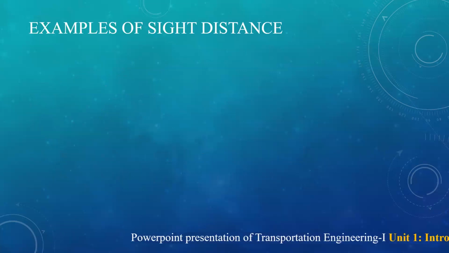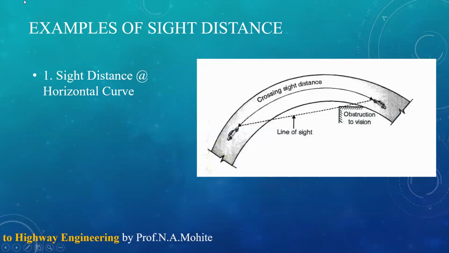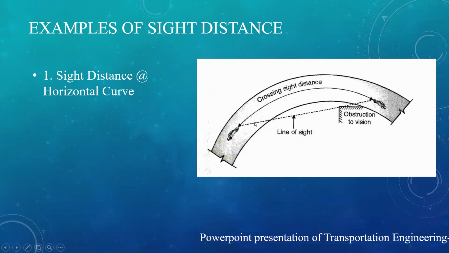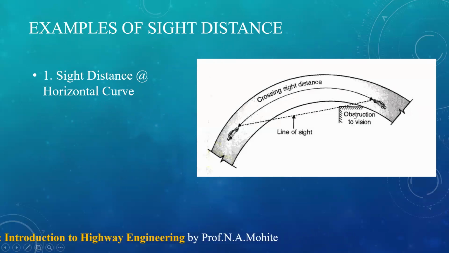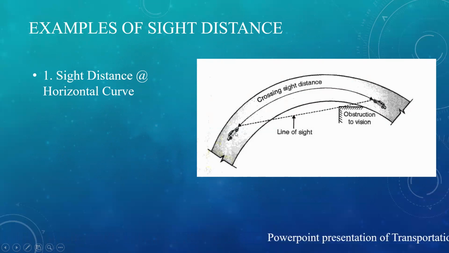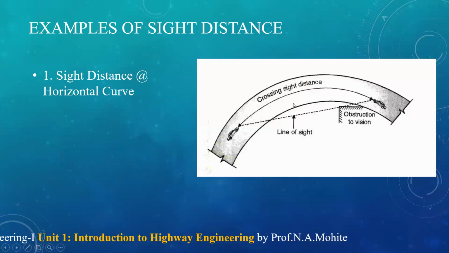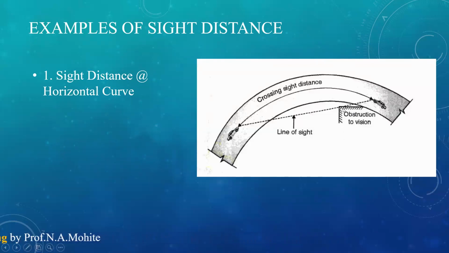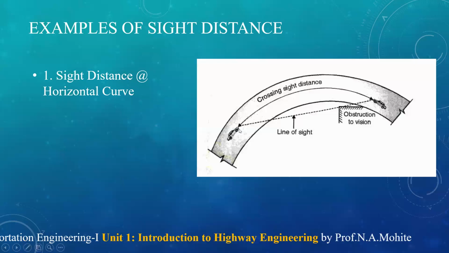So we'll see various examples of sight distances, starting with the first. Here you can see sight distance at the horizontal curve. A vehicle is approaching from the left side and another vehicle is traveling from the other side, but there is one obstruction to the vision. The driver sitting here cannot see the vehicle approaching from this side due to the obstruction present over here. So in order to have proper vision, he should drive safely.